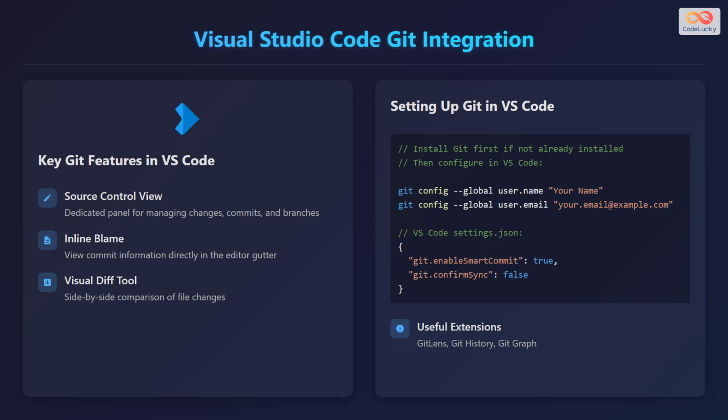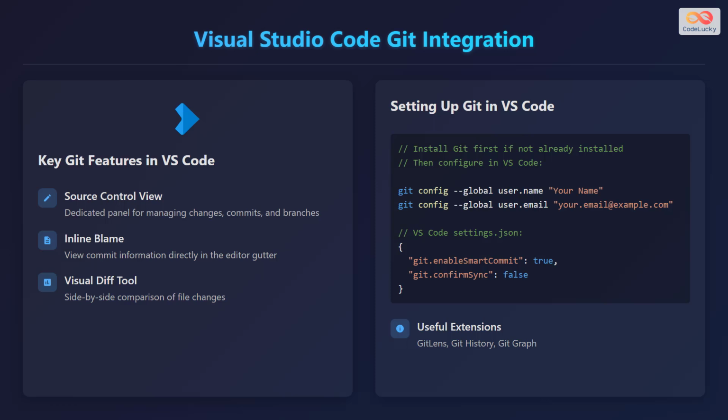Here is how to set up Git in VS Code. First, install Git if you haven't already. Then, configure Git with your username and email using the following commands. git config --global user.name your name. Then, git config --global user.email your.email@example.com.